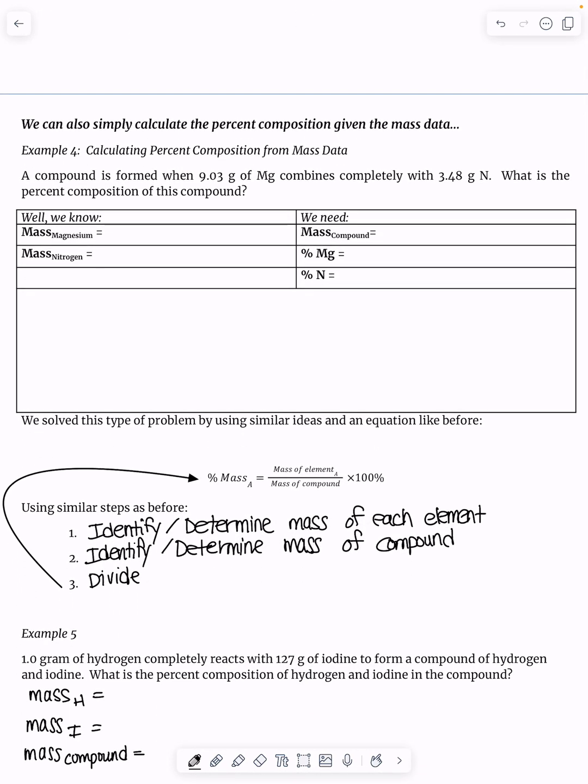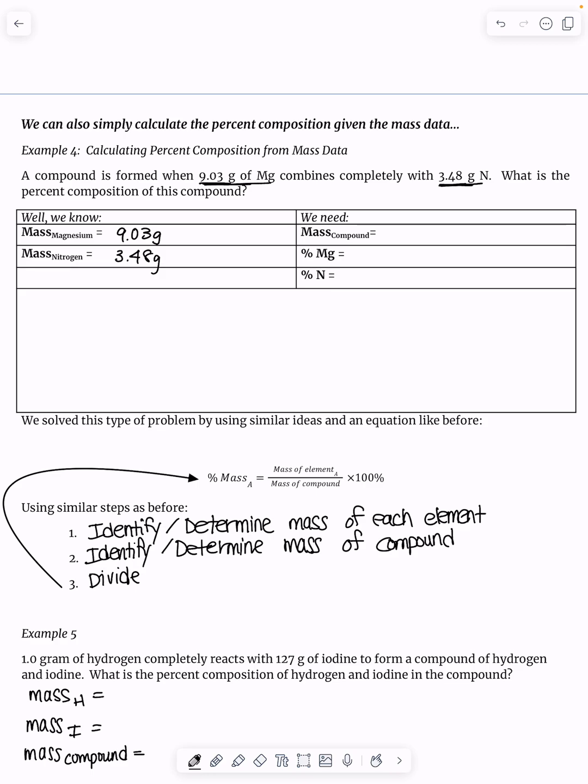We could also simply calculate the percent composition if we're given mass data. So outside of molar mass, if I'm given mass data, I need to use the mass data. So let's look at this example. A compound is formed when 9.03 grams of magnesium combines completely with 3.48 grams of nitrogen. What is the percent composition? So what do we know? We know the mass of magnesium is 9.03 grams. We know the mass of nitrogen is 3.48 grams. We need the mass of the compound, the percentage of magnesium, or the percentage of nitrogen.